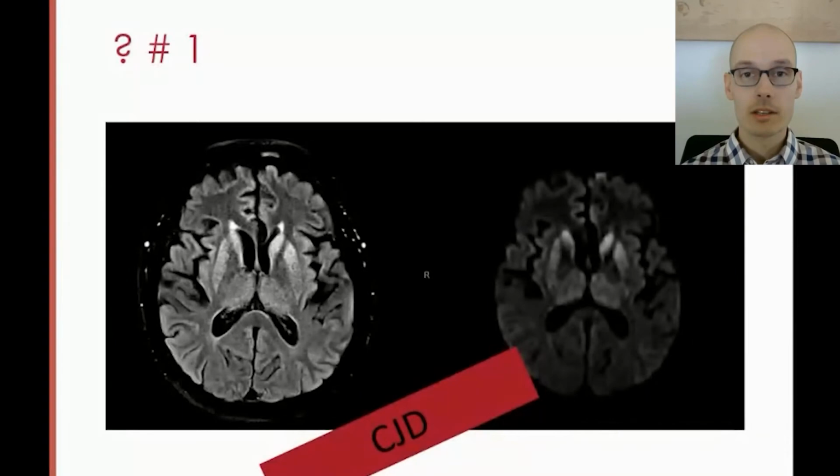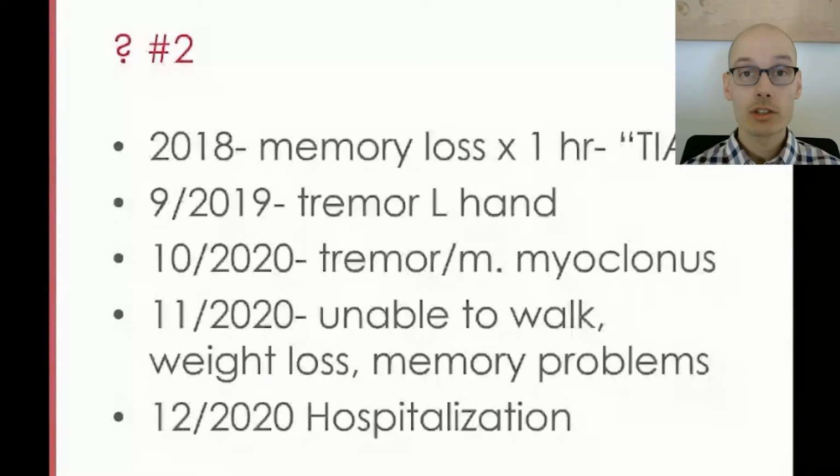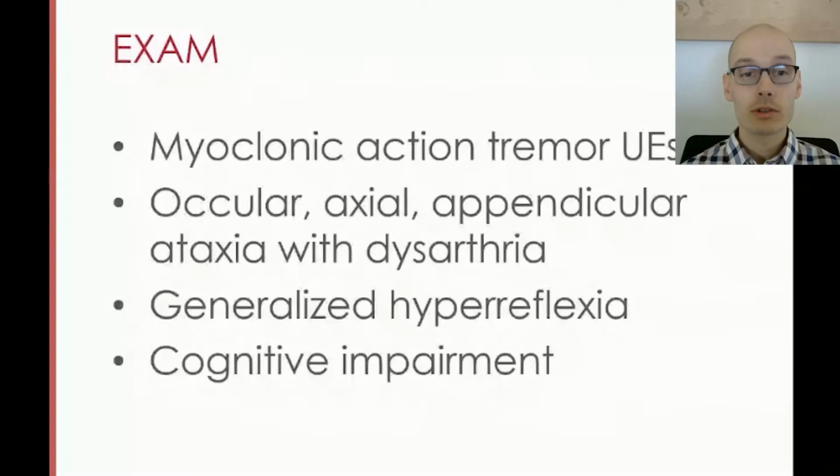Now, I want you to parallel that 3 months of cognitive changes and Parkinsonism with this case. This gentleman in 2018 had a one-hour, quote-unquote, TIA mini-stroke with memory loss. Okay, that's a little weird for a TIA. But anyway, in 2019, 1 year later, he developed a slight tremor in his left hand, never presented to anybody, never thought it was significant. In October of 2020, he presented to us initially with tremor and multifocal myoclonus as an outpatient. One month later, he was unable to walk, he had weight loss, memory problems, and then I saw him in December of 2020. Now, he had severe myoclonic action tremor in the upper extremities. He had ocular, axial, appendicular ataxia with dysarthria. He was generally hyperreflexic, and he did have quite significant cognitive impairment at that time.